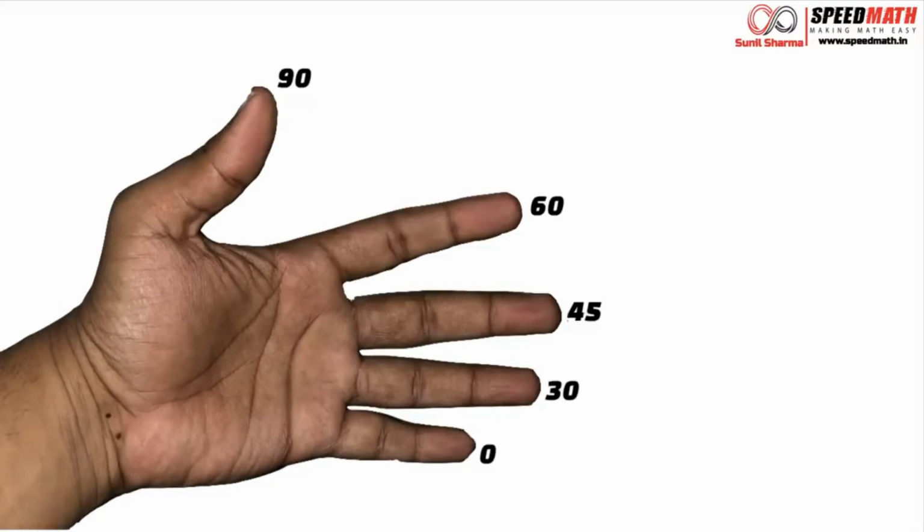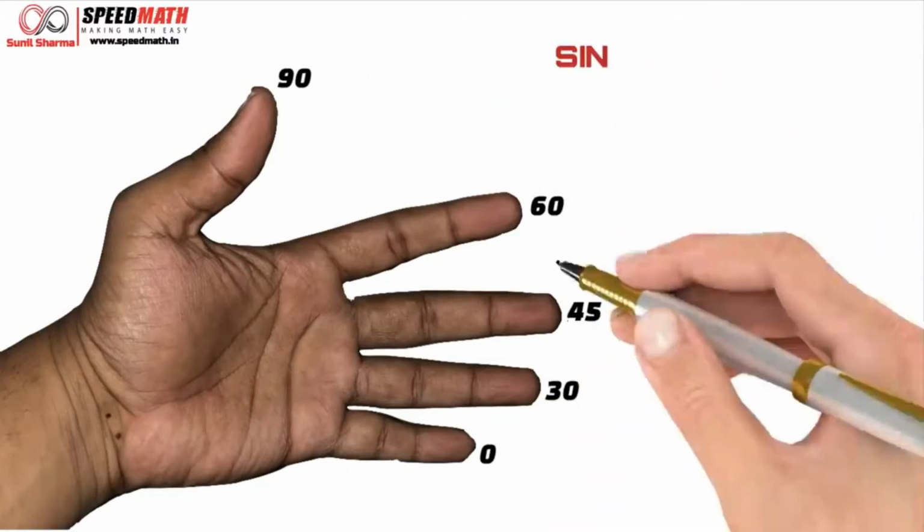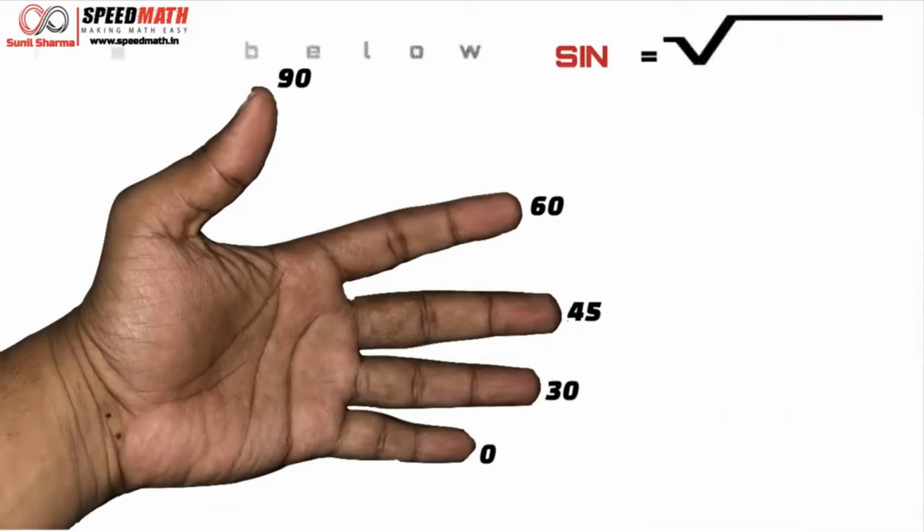To start off with, take your left hand with palm facing your face. Now here, the little finger represents 0 degree, the ring finger represents 30 degree, the middle finger represents 45 degree, the index finger represents 60 degree and the thumb represents 90 degree. So let's start with finding sine values. The memory trick is we always sign below. Whether it's a check or whether it's any document, we always sign below.